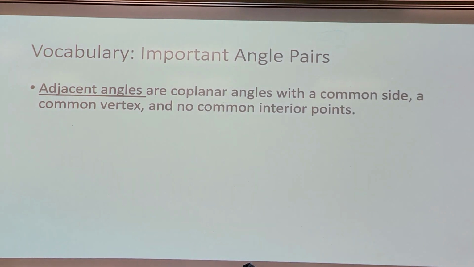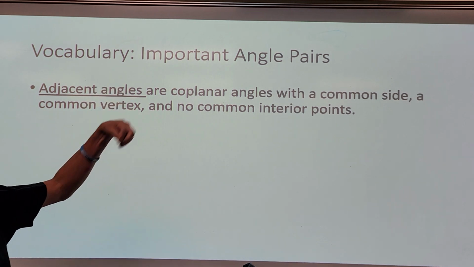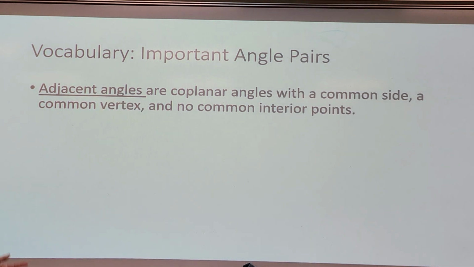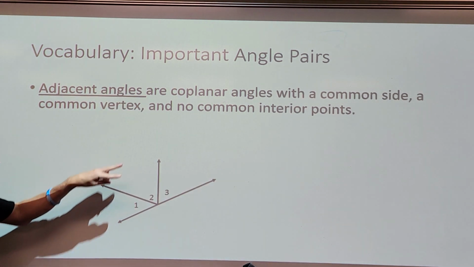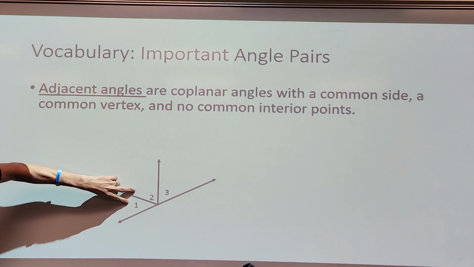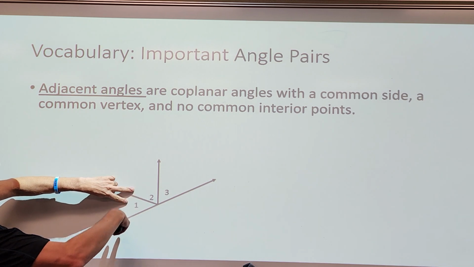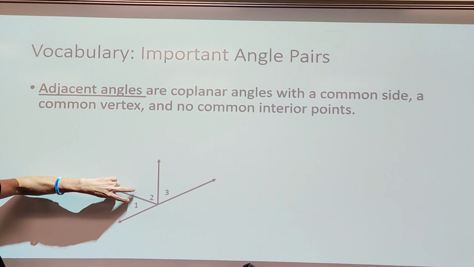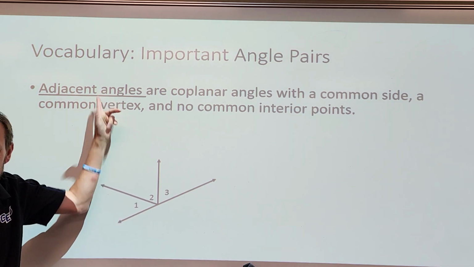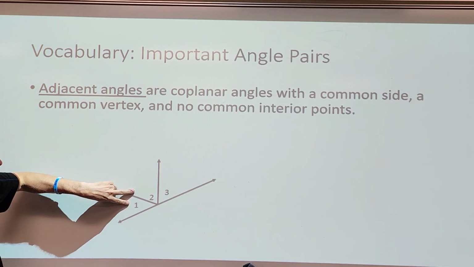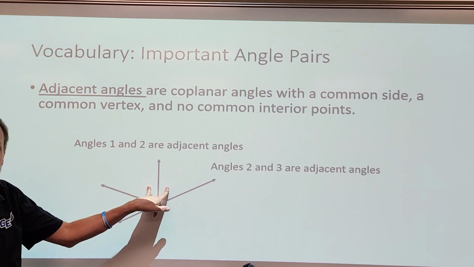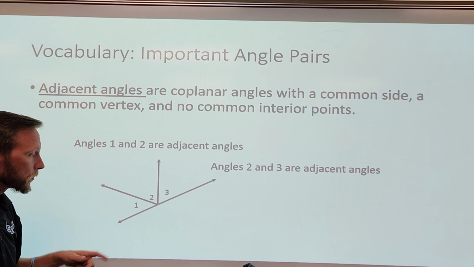Adjacent angles. Adjacent angles are a pair of coplanar angles that share a common side, a common vertex, but no interior points. So in this case, these angles share a vertex, they share a side, but they don't overlap. So angles 1 and 2 are adjacent. It's a fancy word that just means next to. These are adjacent angles, but angles 2 and 3 are also adjacent angles.